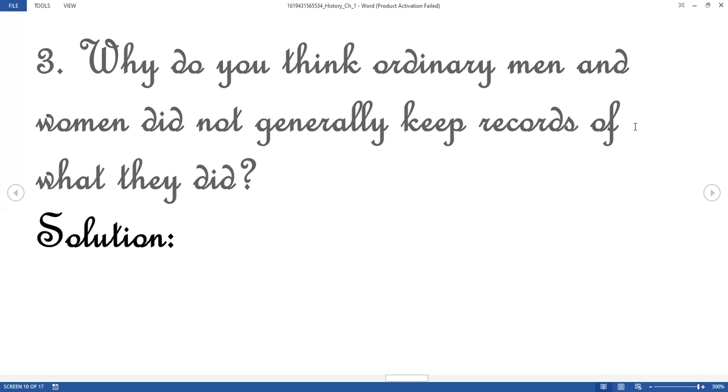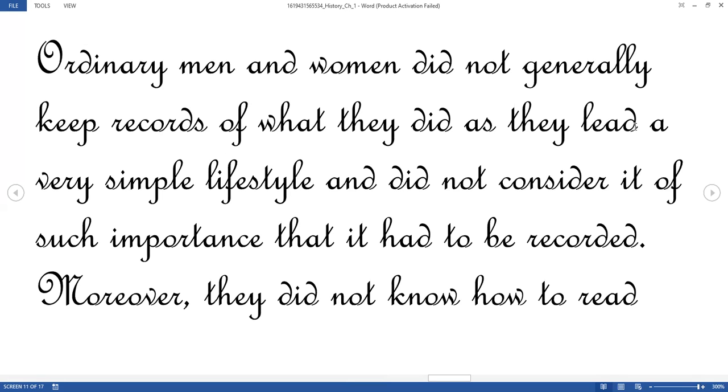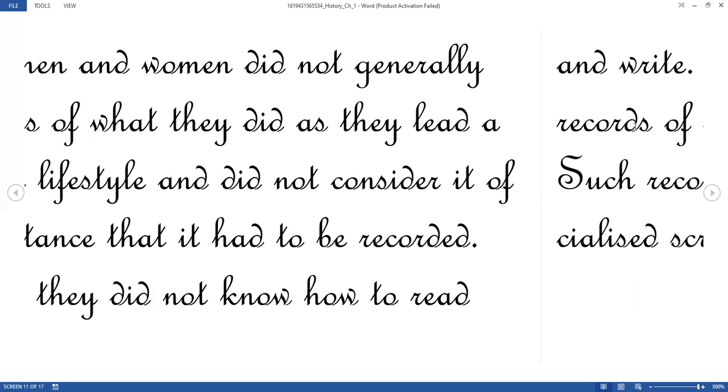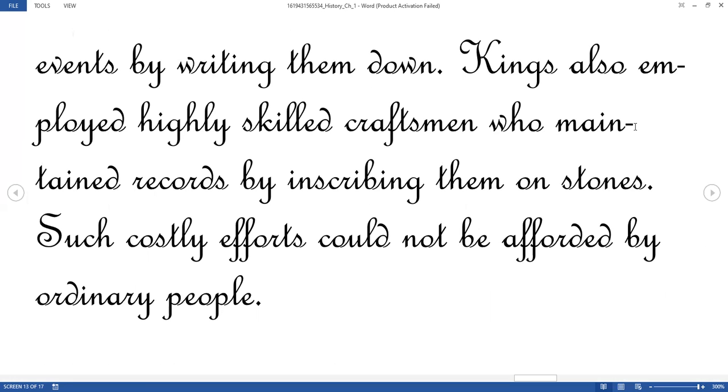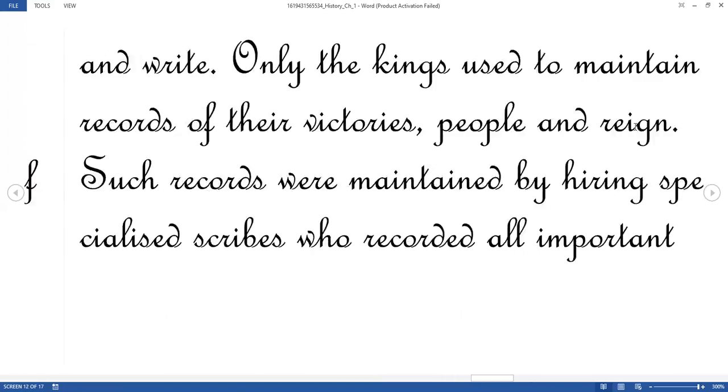Now, why do you think ordinary men and women did not generally keep records of what they did? Ordinary men and women did not generally keep records of what they did, as they led a very simple lifestyle and did not consider it of such importance that it had to be recorded. Moreover, they did not know how to read and write. Only the kings used to maintain records of the victories, people, and region. Such records were maintained by hiring special scribes who recorded all important events by writing them down. Kings also employed highly skilled craftsmen who maintained records by inscribing them on stones. Such costly efforts could not be afforded by ordinary people.